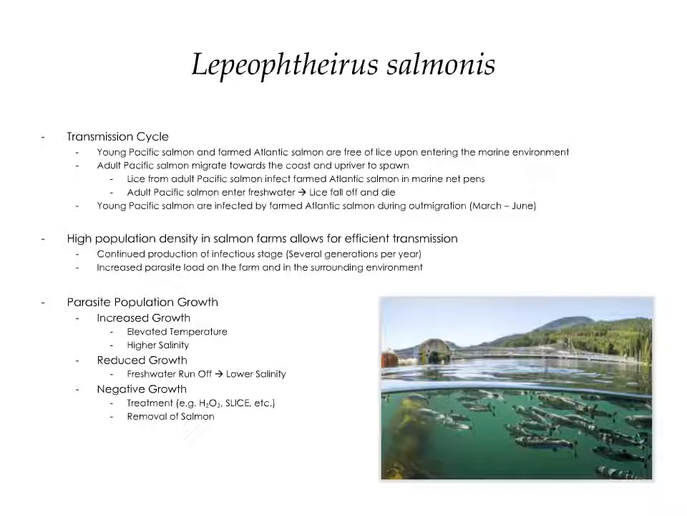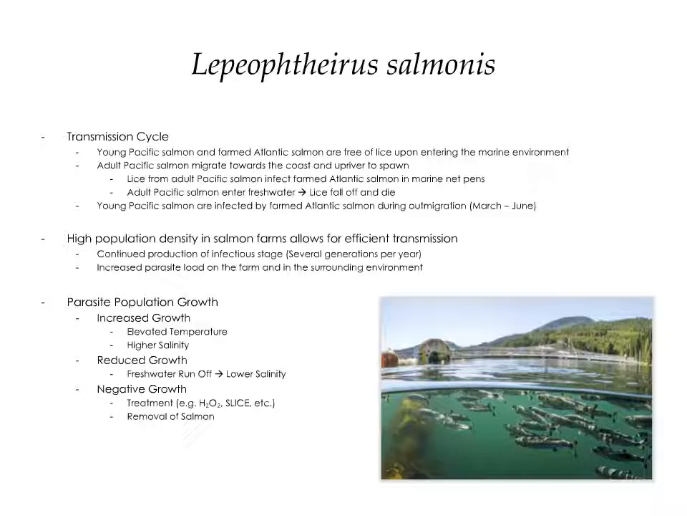One of the issues with open net pen salmon farming is how the presence of a permanent population of adult salmon within the nearshore environment can interfere with the transmission cycle of the salmon louse. Young Pacific salmon and farmed Atlantic salmon are free of lice upon entering the marine environment. Adult Pacific salmon migrate towards the coast and upriver to spawn.